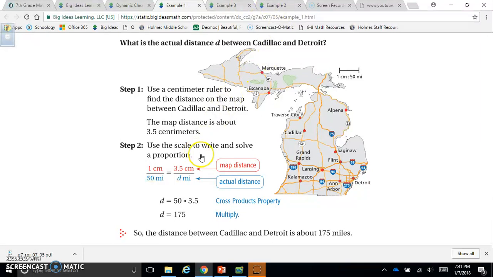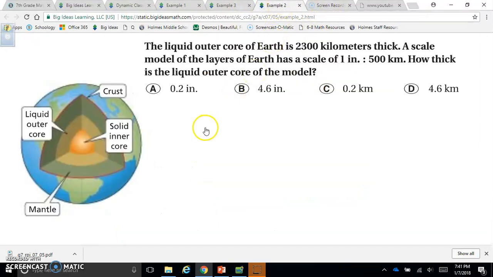Let's go ahead and go into example 2. The liquid outer core of the Earth is 2,300 kilometers thick. So here's the liquid outer core. A scale model of the layers of the Earth has a scale. Instead of having it written with this little arrow bar, we have it written in words: 1 inch, the model, to the actual 500 kilometers. How thick is the liquid outer core? So there are 2 ways. They could have it written off to the side, or they could say it in the sentence.